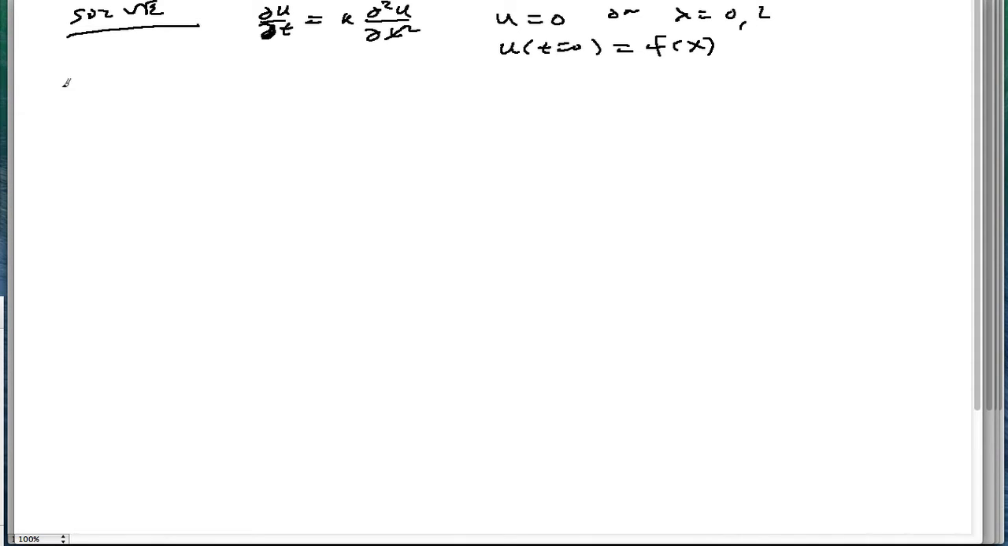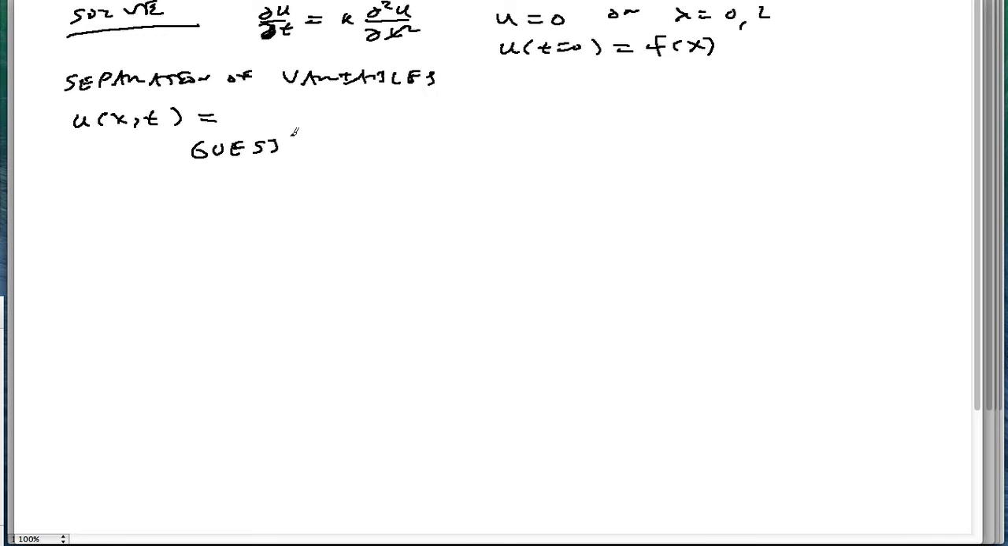So what we're going to do is a method called the method of separation of variables. So u of x and t, that's the goal, that's what we want to find. I'm going to say we're going to guess that it's going to be of the form p of x times q of t. All right, so just another little point here.